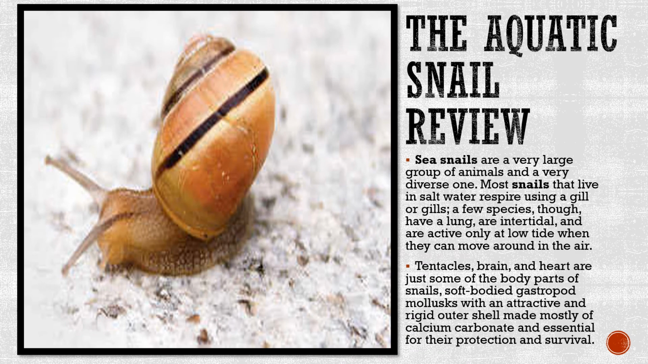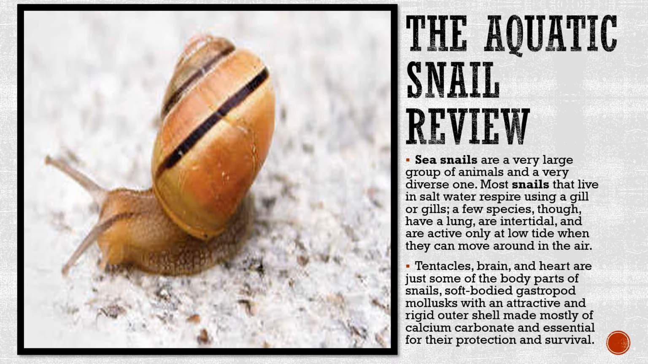The aquatic snail. Just a little review. We started on them yesterday and we gave some pretty important information on that. So we're going to look at the aquatic snail. The sea snail, which is a type of aquatic snail, you have your saltwater and your freshwater, are a very large group of animals and a very diverse one. Most snails that live in saltwater respire, that means breathe, using a gill or gills. A few species, though, have a lung that are intertidal. So it's only active at like low tide when they can move around in the air. Okay.